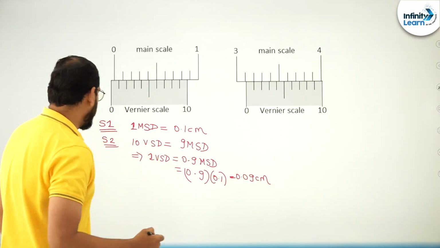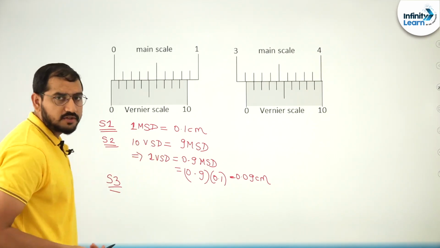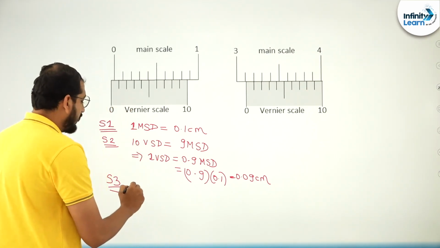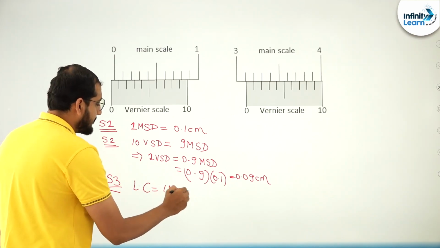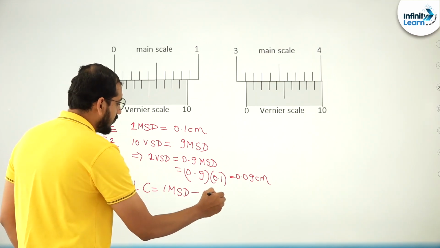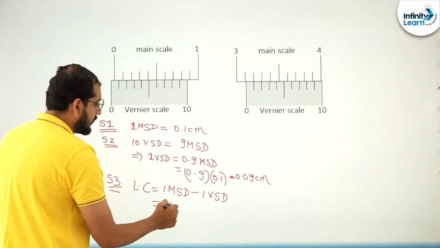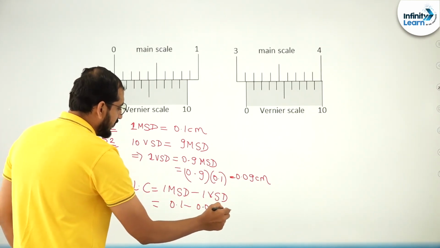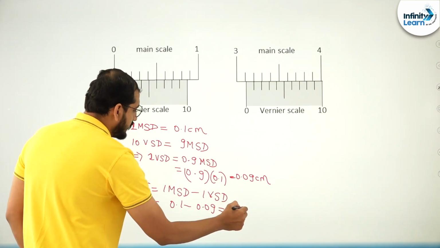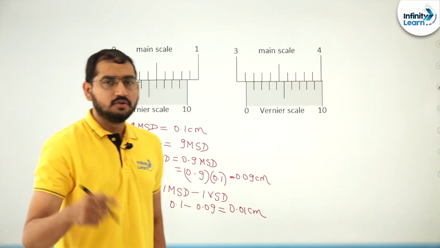Now can I calculate the least count from these two pieces of information? It's quite simple. The formula of least count is 1 MSD minus 1 VSD. If I plug in the values, 1 MSD is 0.1 and 1 VSD is 0.09, so this gives me 0.01 centimeter. This least count I'm going to use later on.